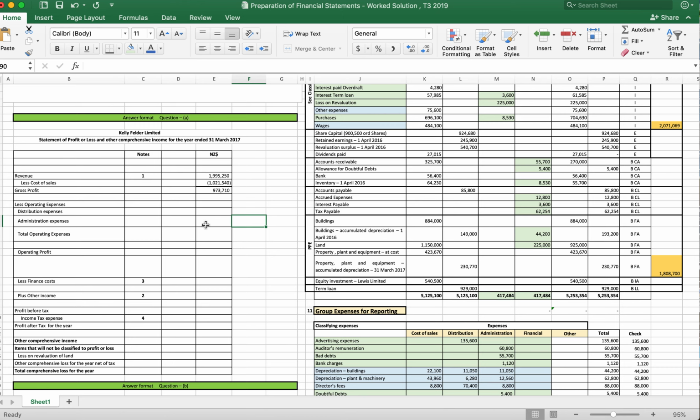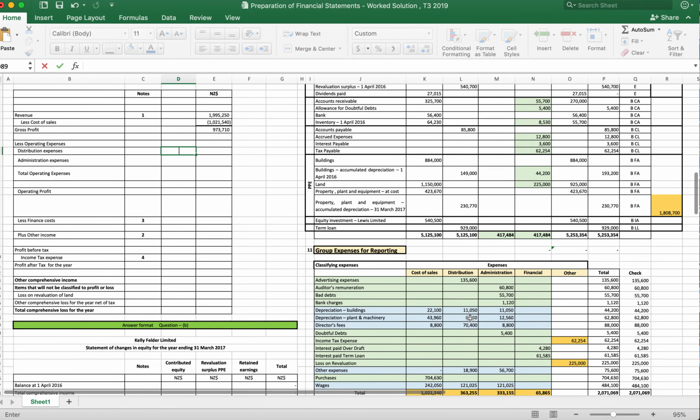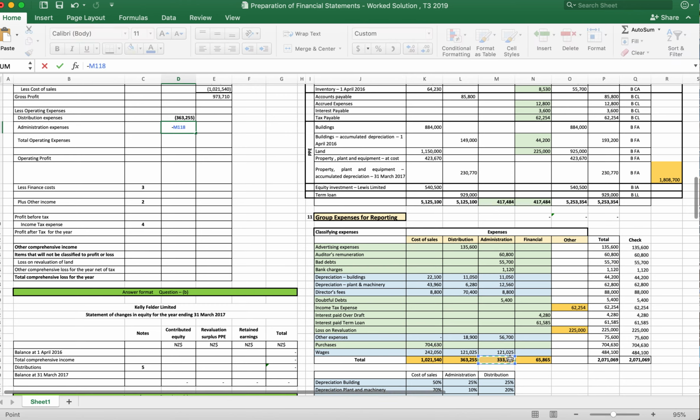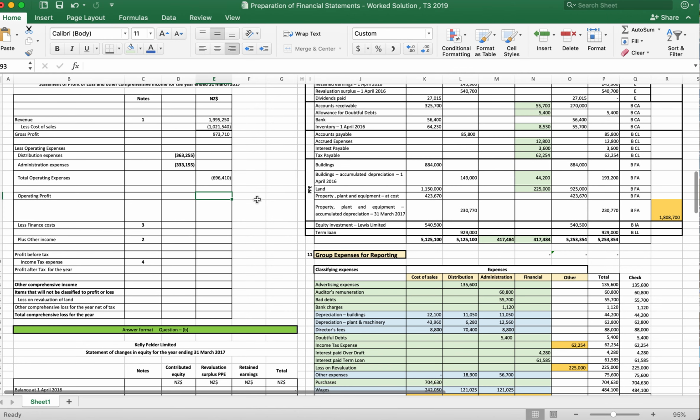Okay, less operating expenses. So you've got distribution, which we've worked out is that one. And again, if I do it as a minus, it works better for me. And that's minus the next one. Okay, total operating expenses will be those. Okay, operating profit is the gross profit less those ones.